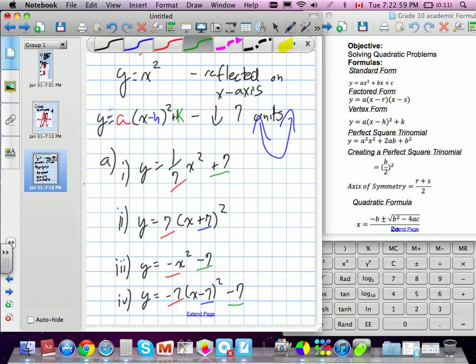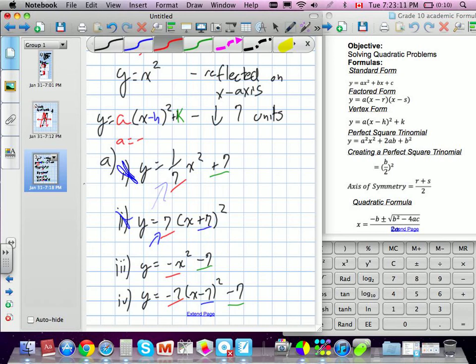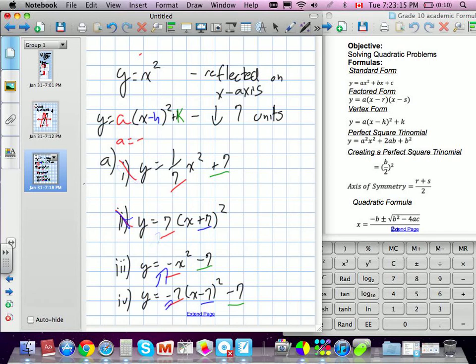Okay, now let's talk about the other one. 7 units down. Is that dealing with H or K? K. If it's 7 units down, what is our K value going to be? Yeah, that's right, -7. Okay, so let's look at the only two options we have. Is K -7 in this one? Yeah, and is K -7 here? Okay, so they both fulfill it. What's the difference between these two?